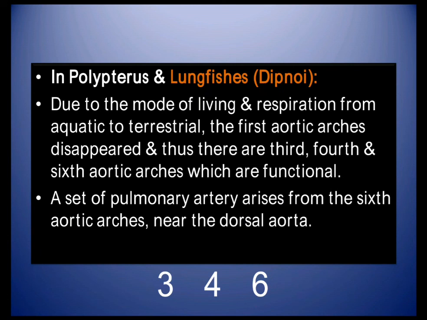If we take again the number of the arches and their function, the third pair of arches will be forming the dorsal aorta backwardly and carotids towards the head. The fourth arches will be giving blood to the body, making systemic arches. The sixth will be forming the pulmonary artery, which will be going to the lungs for oxygenation. So that is the case of the lungfishes.